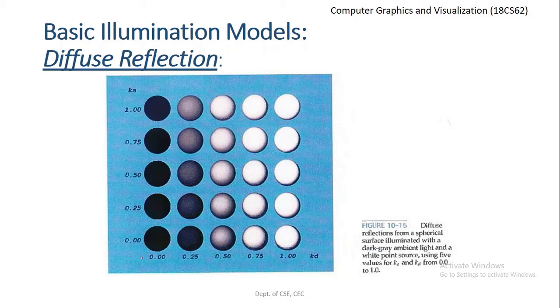So here we have a sphere where the value of Ka, the ambient reflection coefficient, as well as the diffuse reflection coefficient, both are set to 0. The sphere appears very dark. We cannot make out any of the surface orientation. We cannot make out it's a sphere. Let us just increase Ka by 0.25, and we are not increasing the Kd.